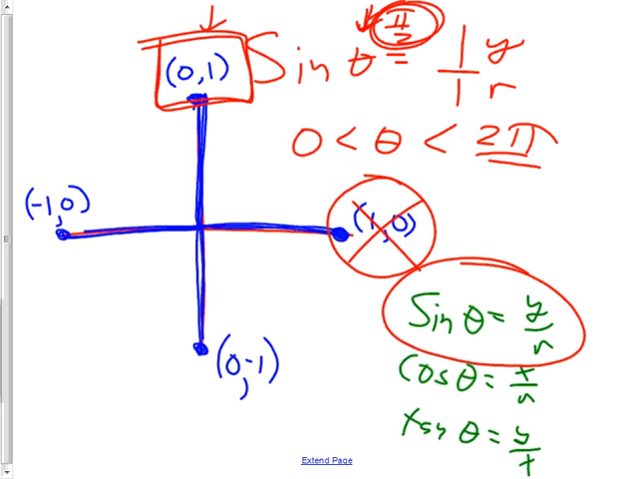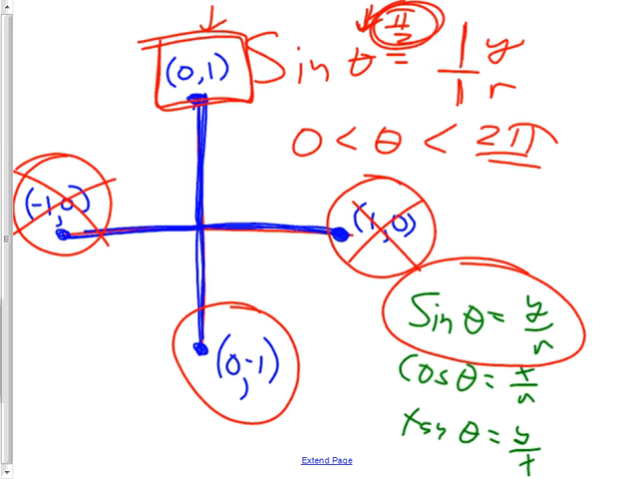Is there another one for this one? Nope. Because I need to find a spot where the y is 1 and the r is 1. Is this spot where y is 1? Well, kind of, but it's negative. So that wouldn't work. It had to come out to negative 1. And is this a spot where y is 1? Completely not. These don't work. Only that spot works. Where's that spot? That spot's at pi over 2. Answer's pi over 2.